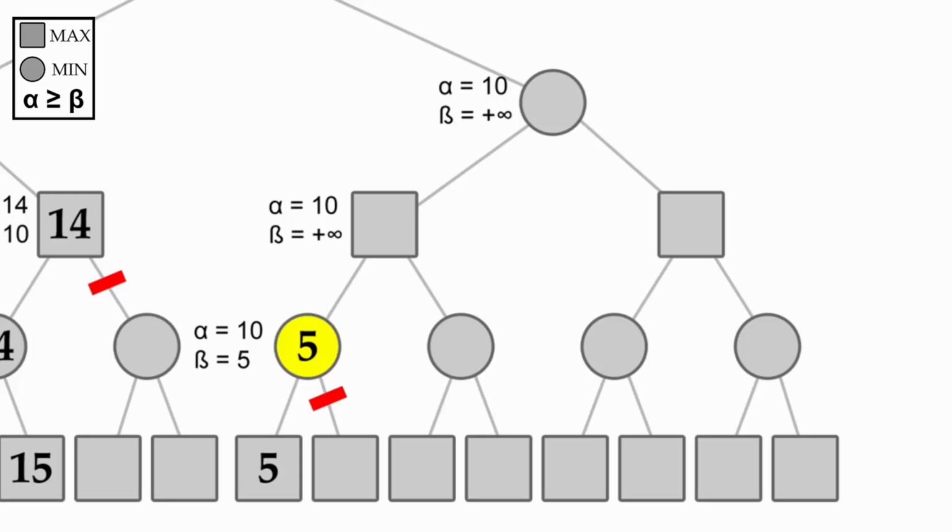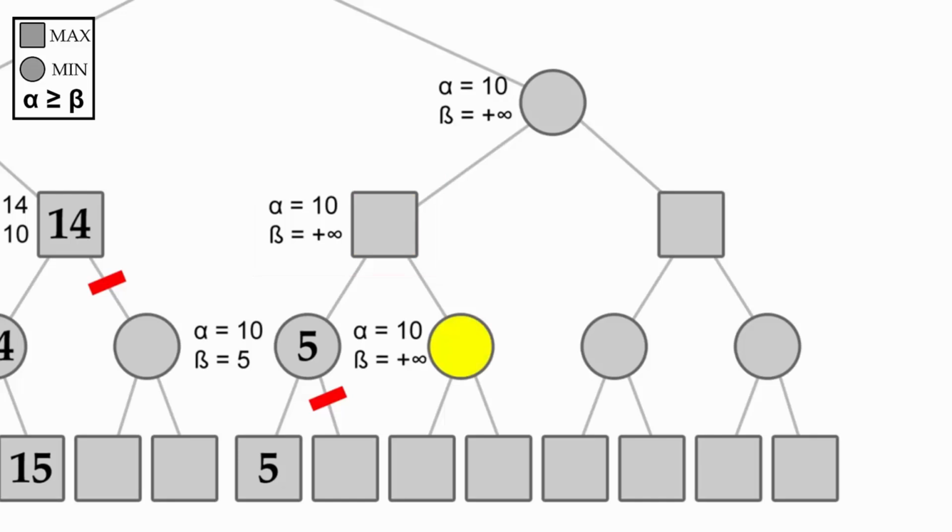Next, we will backtrack to the parent max node. The alpha remains at 10 because the best value for the maximizing player must be equal to or greater than this. Since alpha does not exceed beta at this node, we can continue exploring.